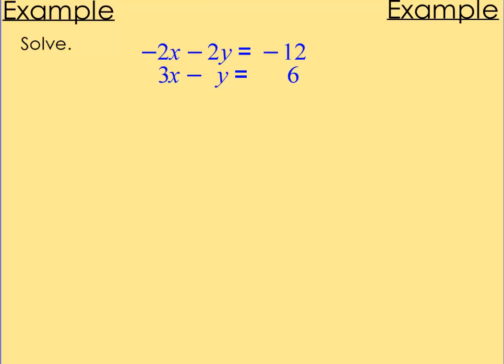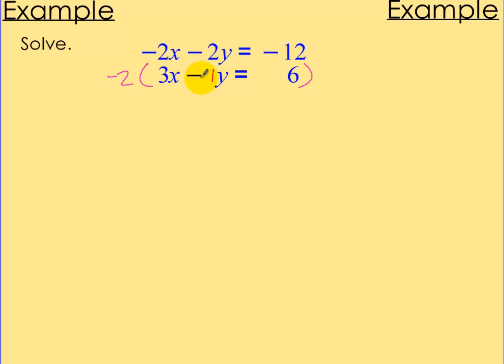Okay, so I want to solve this equation. Going down my checklist, I can't just add them, and I can't just subtract them. So I see that this is 1y. 1y is a factor of 2, so I'm going to multiply this bottom equation by negative 2 in this case, and here's why.